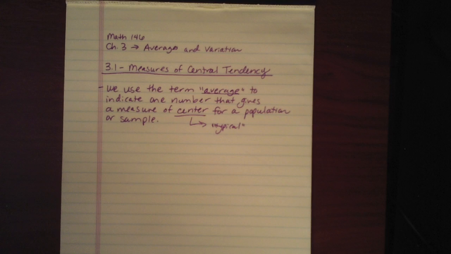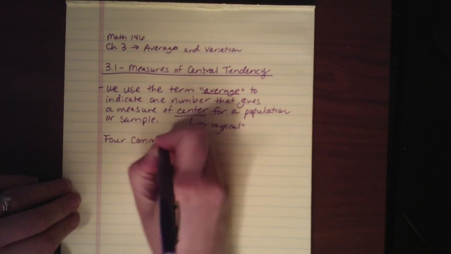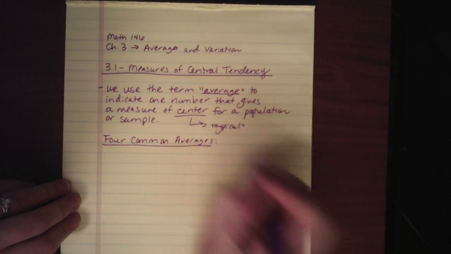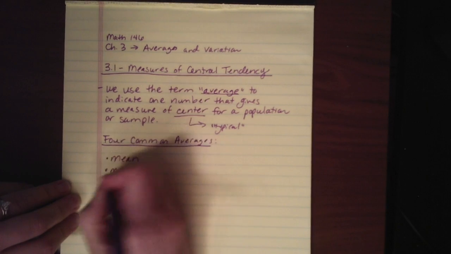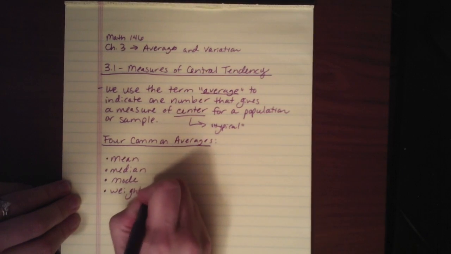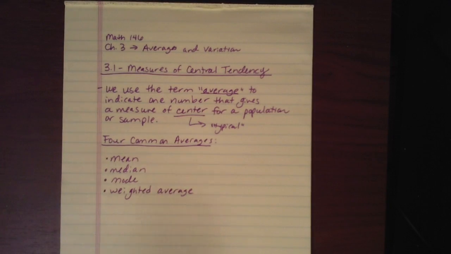And we're going to look at three really common averages today. Well, we're also going to look at the weighted average. So actually, we're going to look at four common averages. And that would be the mean, the median, the mode, and the weighted average. We'll look at each of these in turn, and then we'll talk about some of the pros and cons of each of them, because some of them are more appropriate for certain data sets than others.